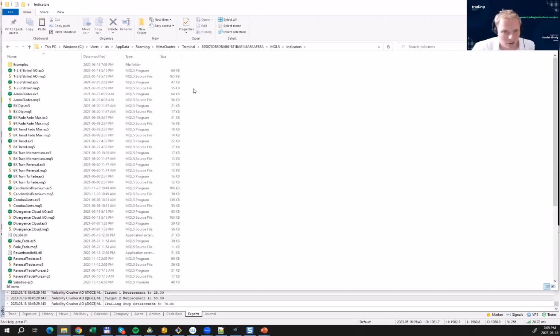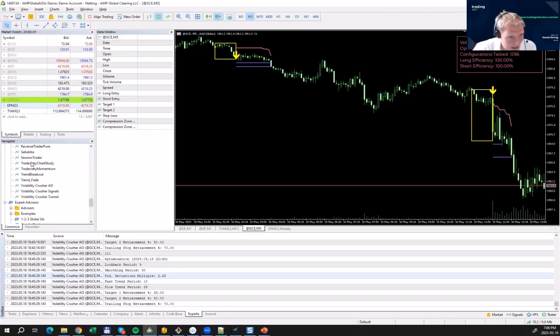So paste. In my case, I will get a message that these files already exist. Once copied in, these files are now available to be opened up in MT5. So now let me go back to MT5. Here, either you restart MT5 or you just right click and refresh, and then you will have these indicators available.